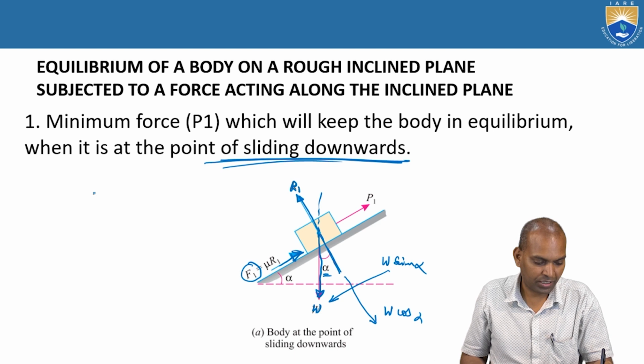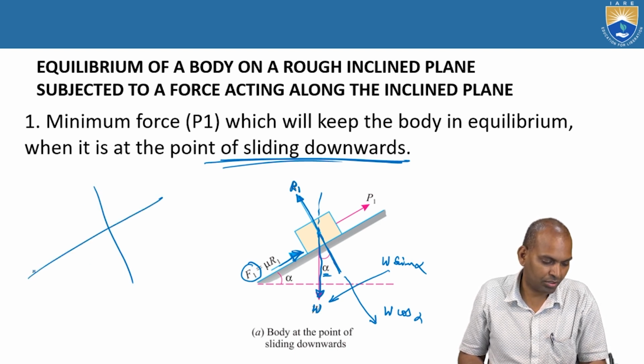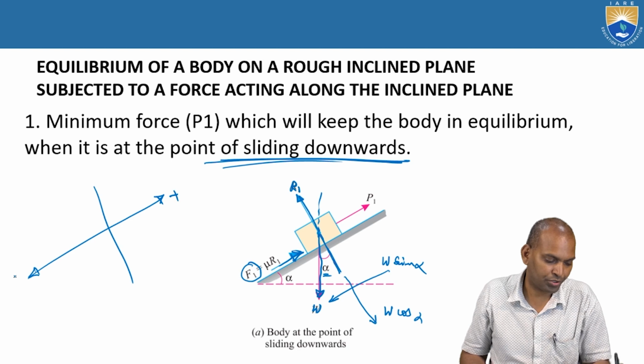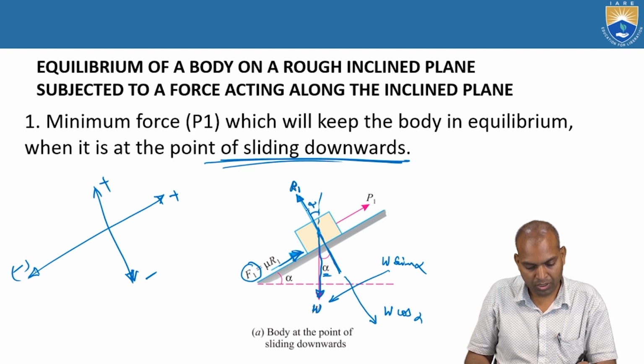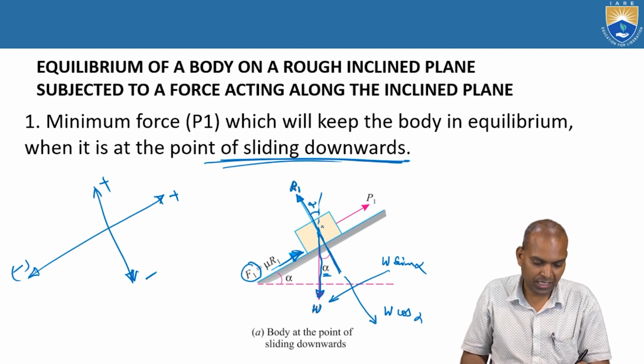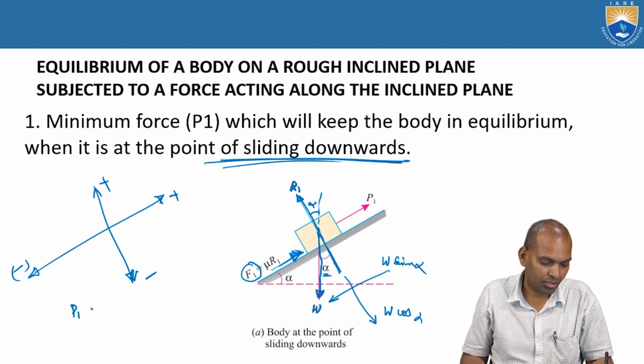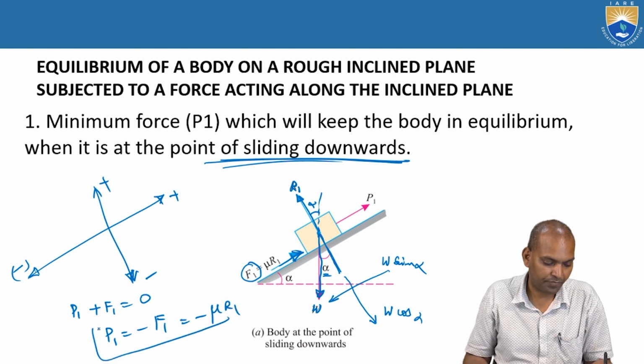Now we are going to apply the equilibrium conditions parallel to the plane and normal to the plane. You can consider upwards as positive and downwards as negative. This is the inclined plane, and this angle is also alpha. So it is already normal to the direction, no need to resolve it. Now what are the forces? P1 plus F1 equal to 0, so P1 equal to minus F1, that is minus mu times R1. That is the P1 value.